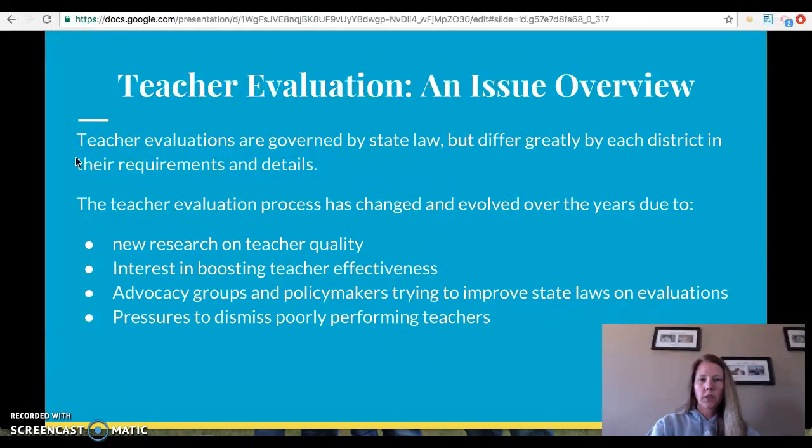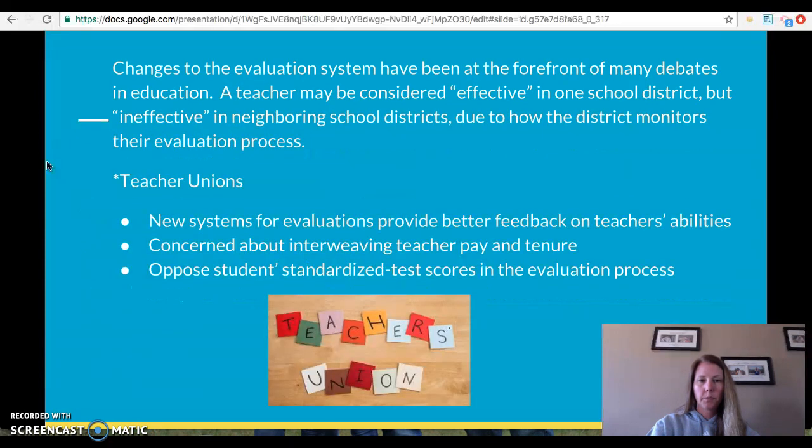The next article, Teacher Evaluation: An Issue Overview. Teacher evaluations are governed by state law, but differ greatly by each district in their requirements and details. The teacher evaluation process has changed and evolved over the years due to several different things. One, new research on teacher quality. Two, the interest in boosting teacher effectiveness. Three, advocacy groups and policymakers trying to improve state laws on evaluations, and four, pressures to dismiss poorly performing teachers.